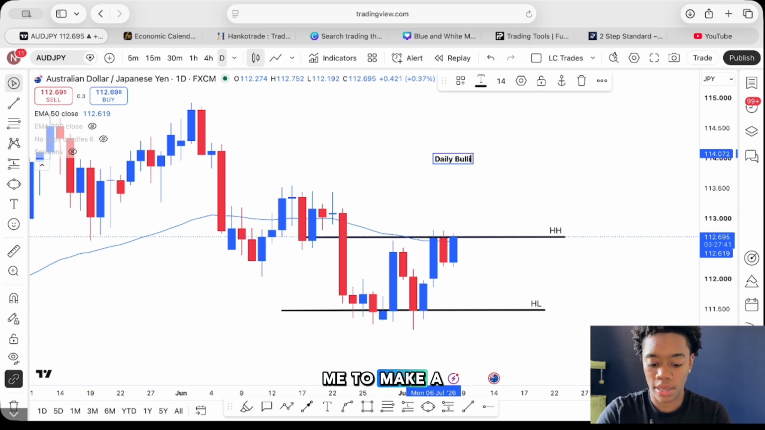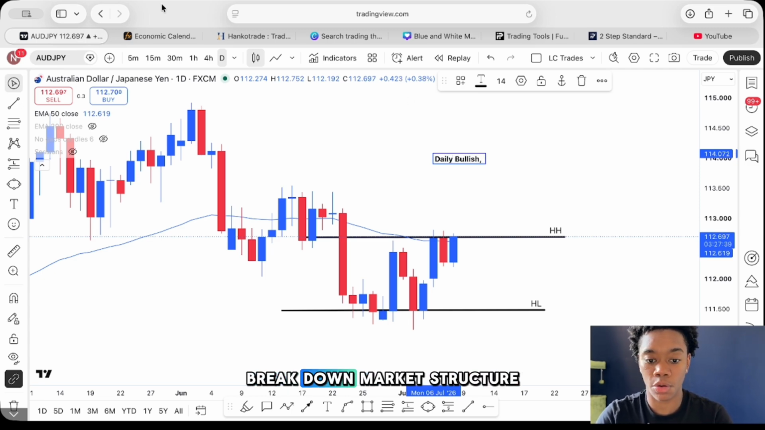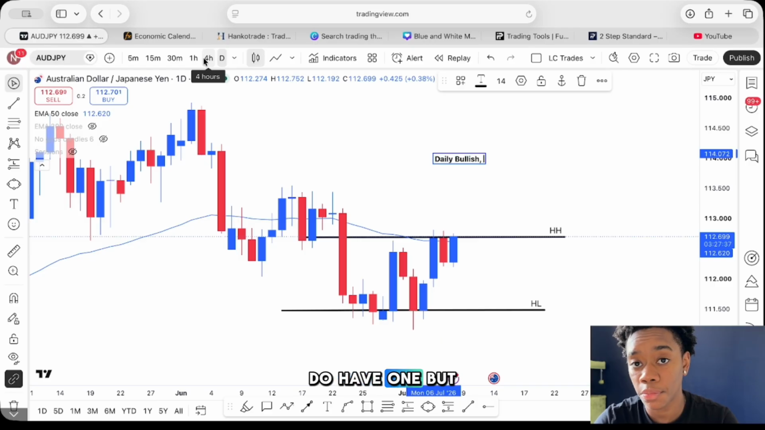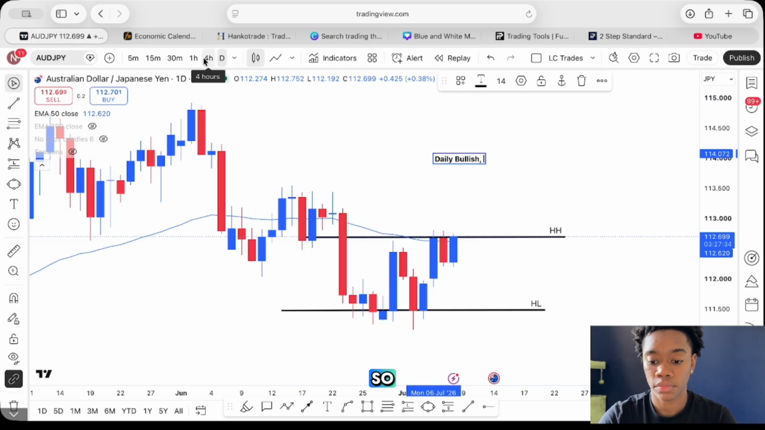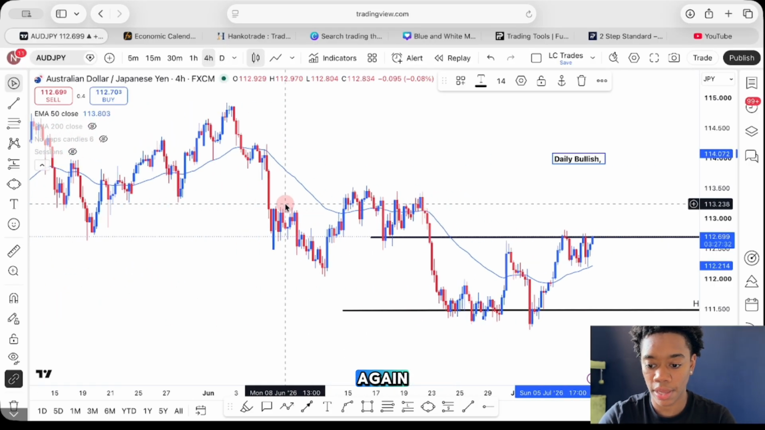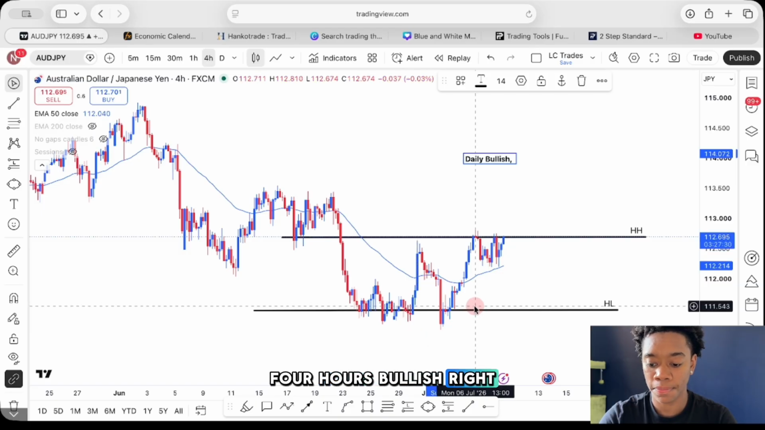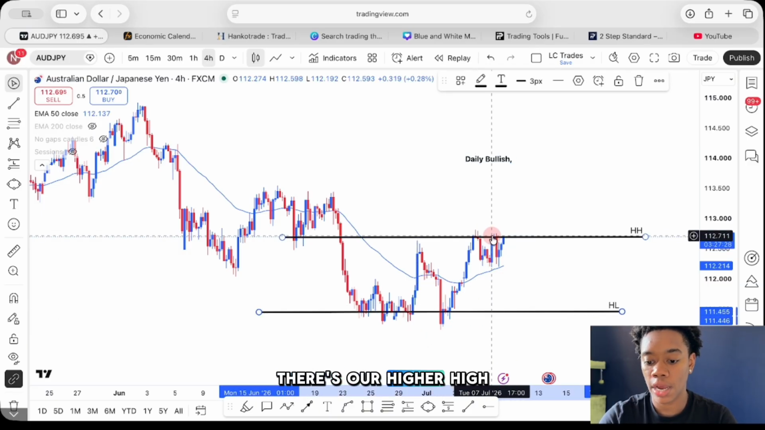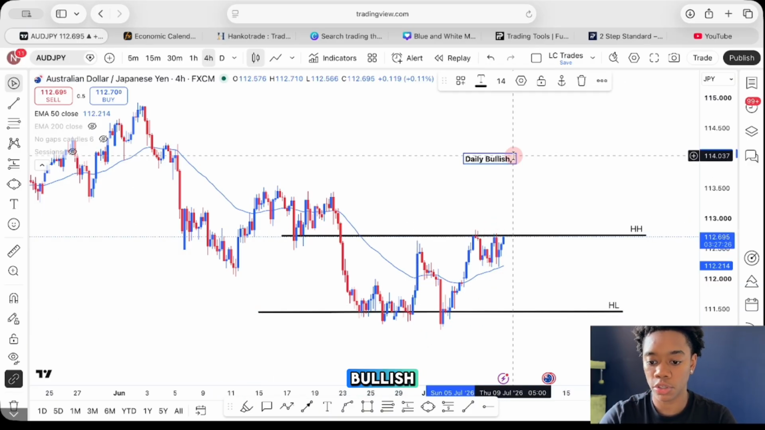Guys, if you need me to make a market structure video and really break down market structure, let me know. I do have one, but I could do it again. I don't mind. So, let's go down to the 4 hour and do the same thing again. 4 hour is bullish. There's our higher low right here. There's our higher high. Boom. Okay, 4 hour is bullish.